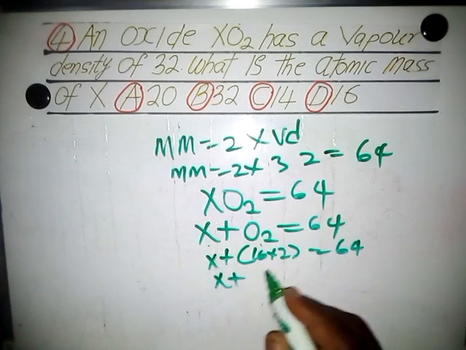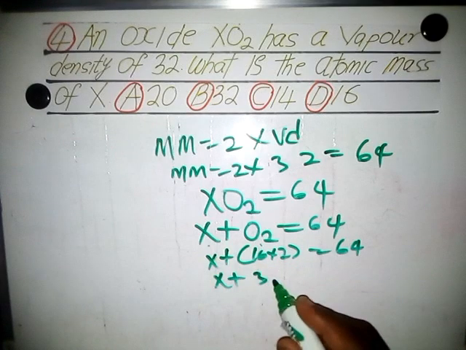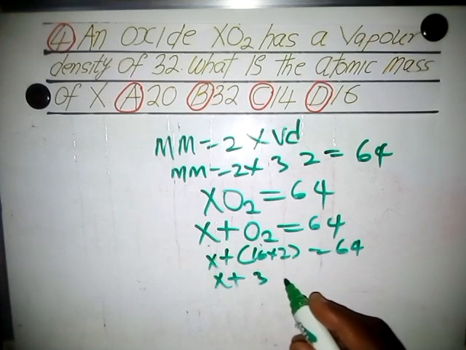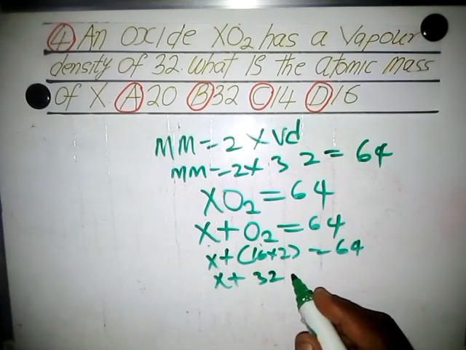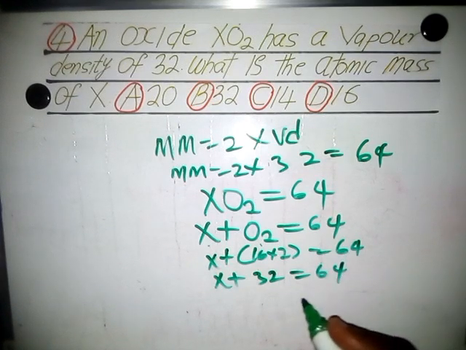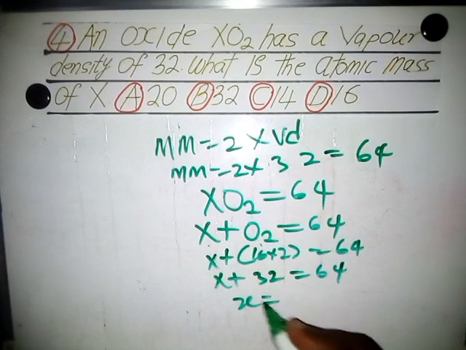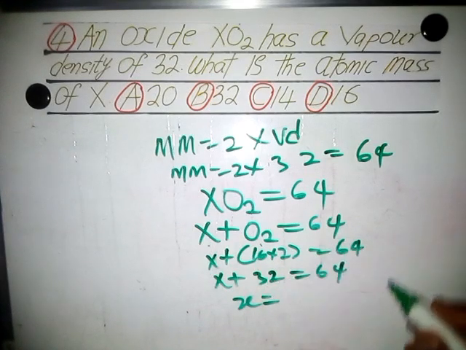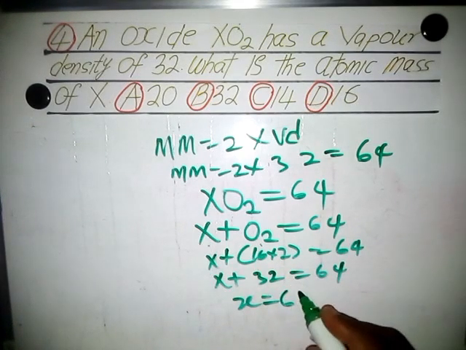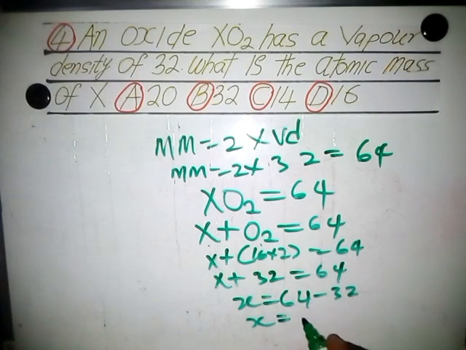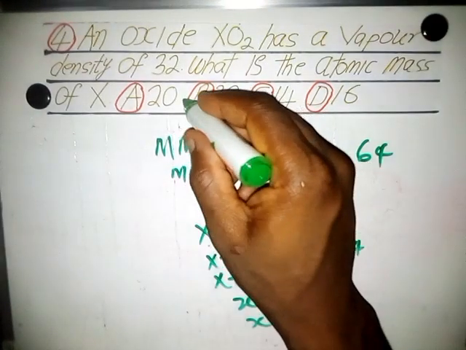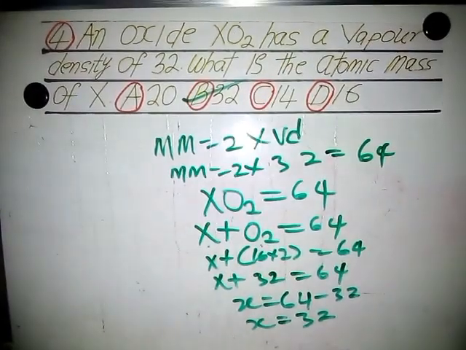So X plus 16 times 2, which is 32, equals 64. Then X equals, I'll carry this 32 to this side. It turns to minus: 64 minus 32. X will be equal to 32. So your answer is B, 32.